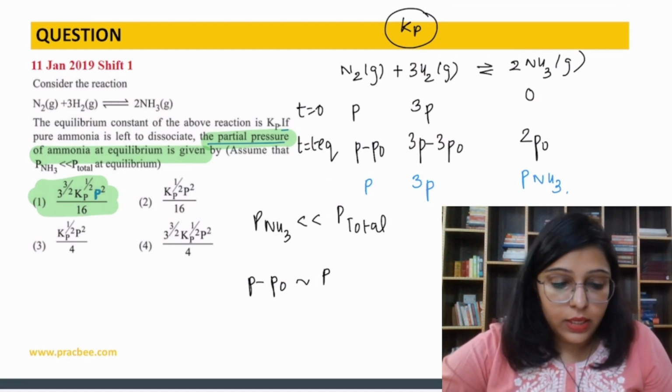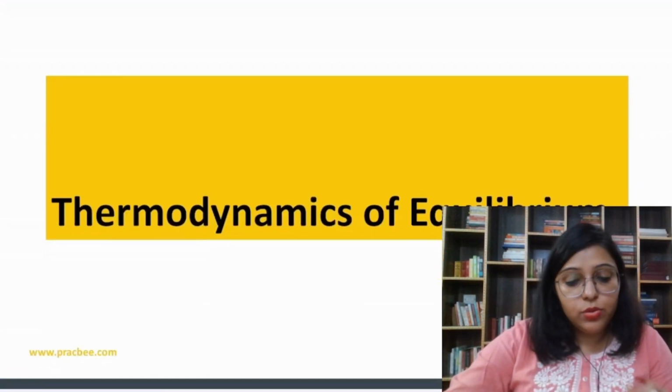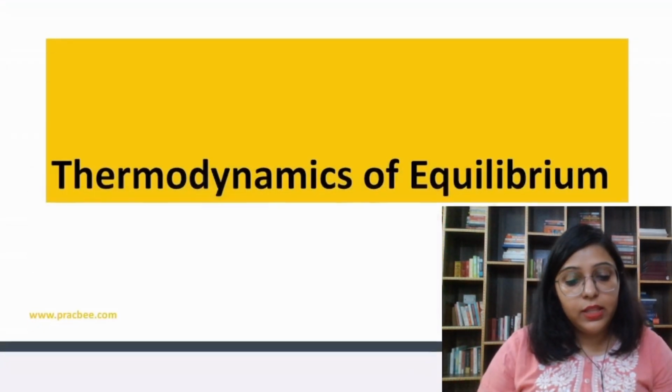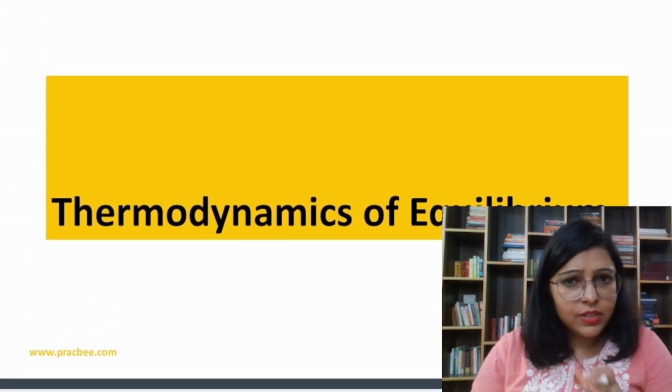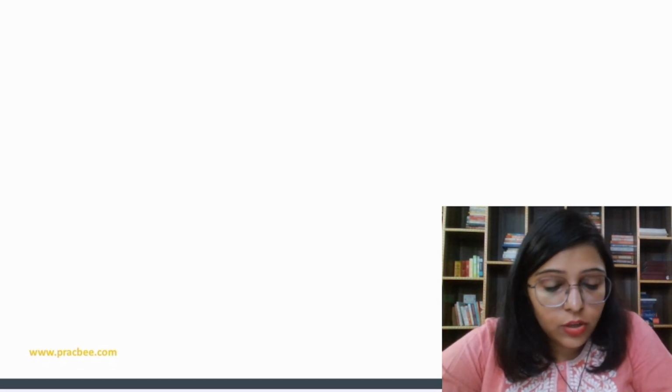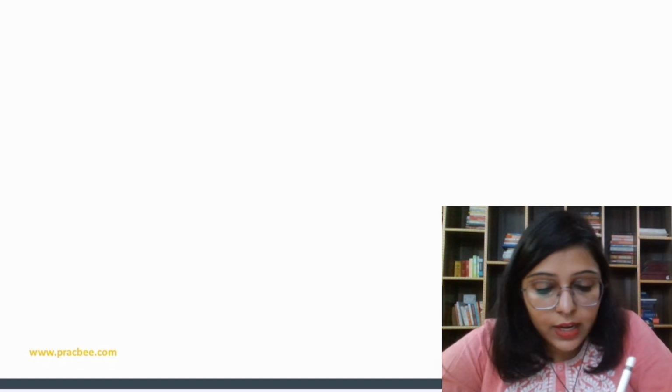Okay. Now let's do the next type of question. In this we are going to discuss the thermodynamics of equilibrium. So we have discussed these types of questions in thermodynamics also. So here we have to use this formula. Thermodynamics of equilibrium means we have to understand the spontaneity of reaction, that is by the Gibbs free energy.